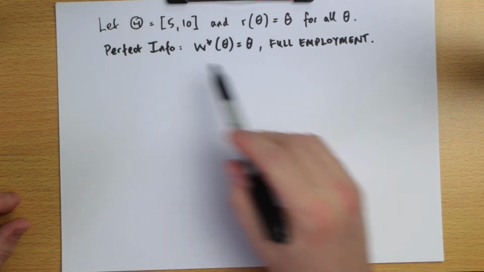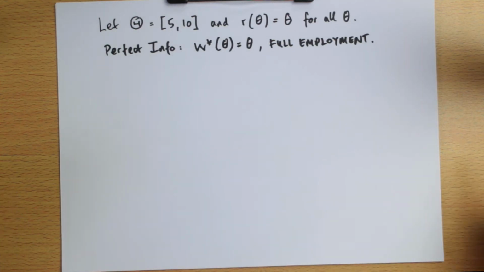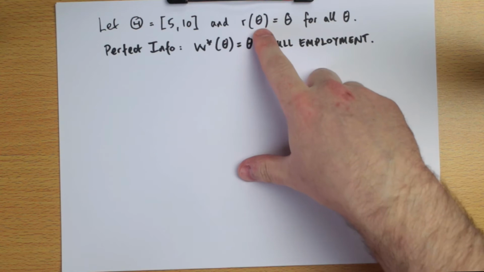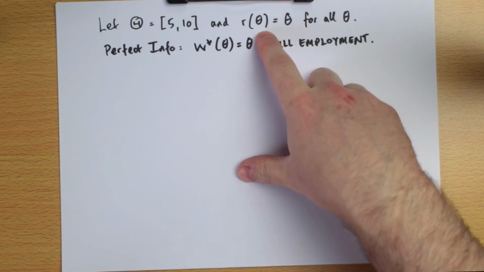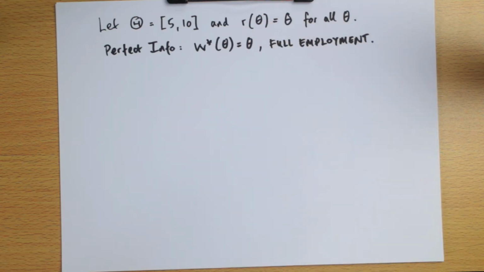So in a competitive market with perfect information, we expect everybody in this case to be employed. The only reason they wouldn't be employed is if they had a better offer elsewhere. So if this function was different, if they had a different reservation wage.